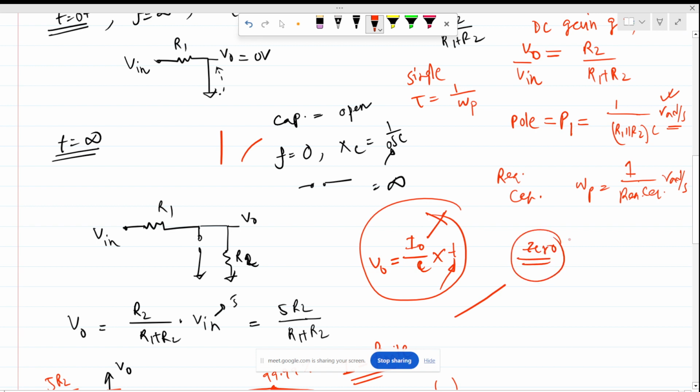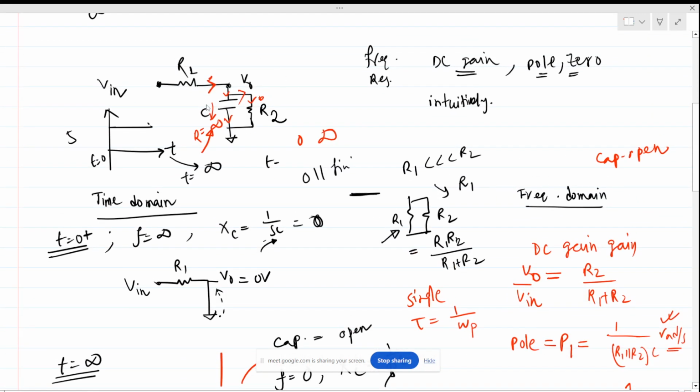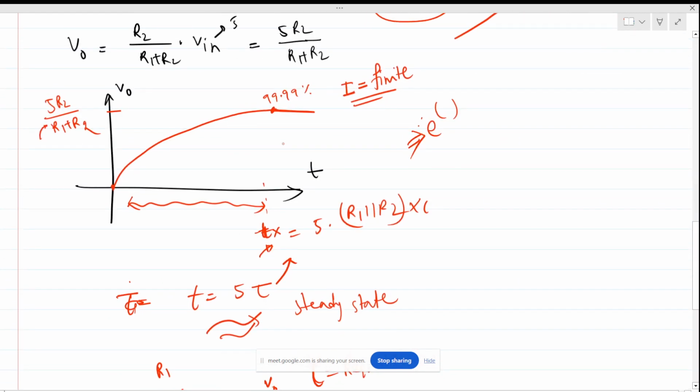First thing, is there any zero or not? By looking at the circuit, how can we tell? Is there any zero in the circuit, one zero or two zeros? Basically there are three, four, five different ways to find poles and zeros intuitively. I am doing two or three cases here. Okay, let's do it. So this was our circuit.